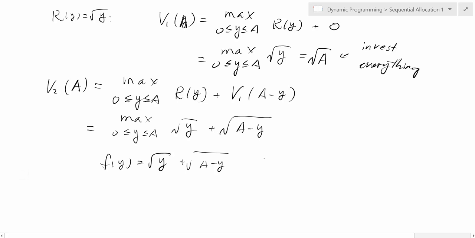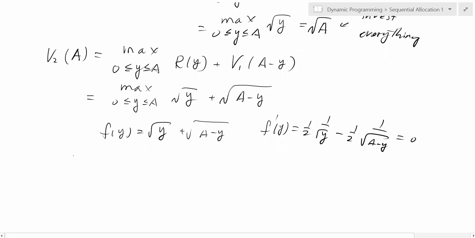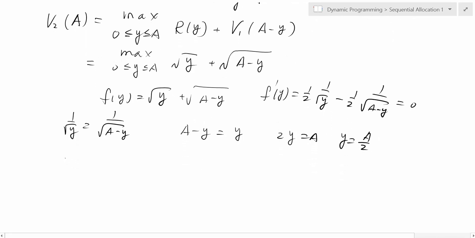So we find candidates first: take the derivative and find the first order condition. Taking the derivative, we have 1/2 times 1 over root y. And be careful about the chain rule. The second term is going to be negative because of the chain rule, 1/2 times 1 over root of a minus y. And we set this to 0. Based on our experience, we now have this equation. Square both sides, or multiply cross product, and we have y equal to a minus y. Then 2y is equal to a, and y is equal to half of a. If we take one more derivative, we know this is going to be a maximum.